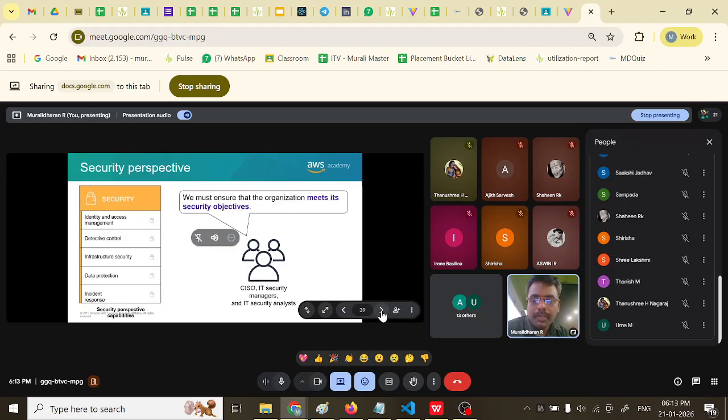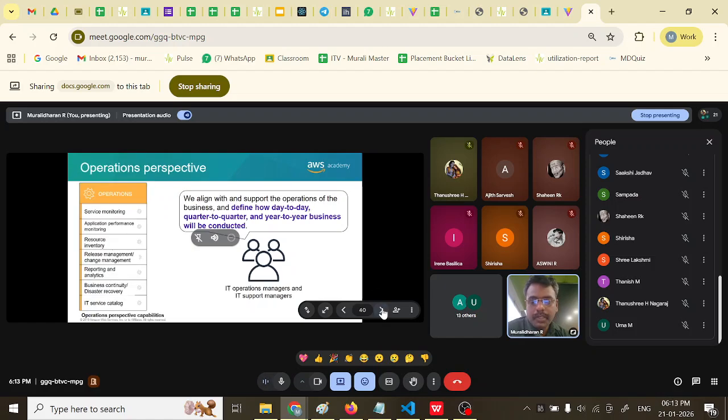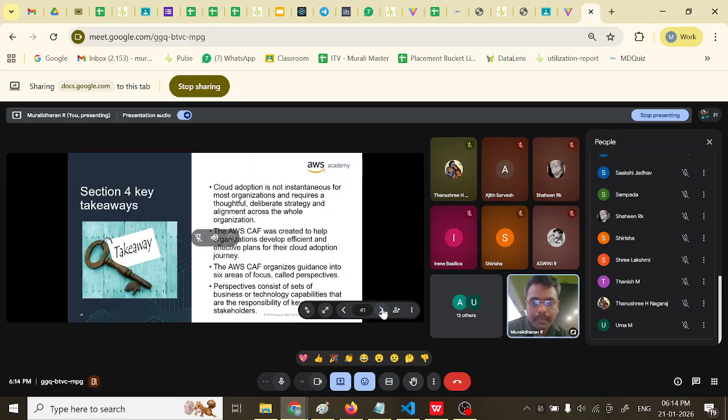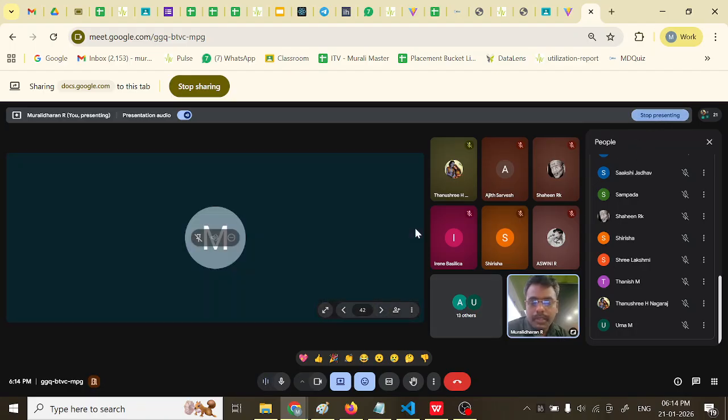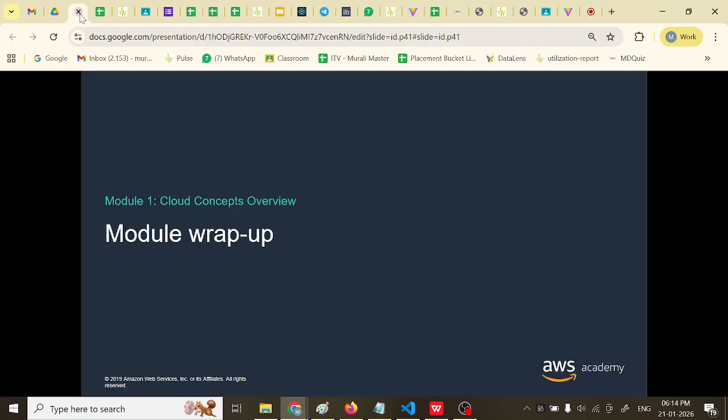Next, the security perspective: identity and access management, how we are going to give access to the resources, and infrastructure security, data protection, and incident response, how we are going to respond to an incident. Then the operations team mainly takes care of the entire end-to-end operations, the day-to-day activities, quarter to quarter, year over year. It takes care of inventory, resource reporting, business continuity, disaster recovery, and IT services. Everything will be taken care of by the operations team. We talked about this yesterday, and we started with the second module.